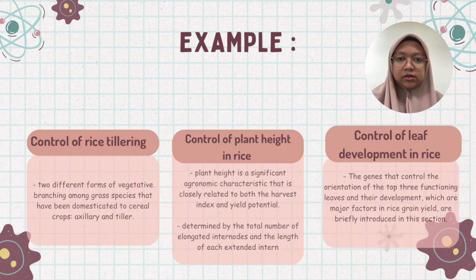The next one is the control of leaf development in rice, because the leaf is the primary photosynthetic organ and a key player in carbon fixation. Leaves are frequently the most visible element of the plant. Certain leaf characteristics like quantity, shape, size, thickness, and chloroplast level are crucial to determine the plant's ability to create biomass and yield. The genes that control the orientation of the three functioning leaves and their development, which are a major factor in rice grain yields, are briefly introduced in this session.